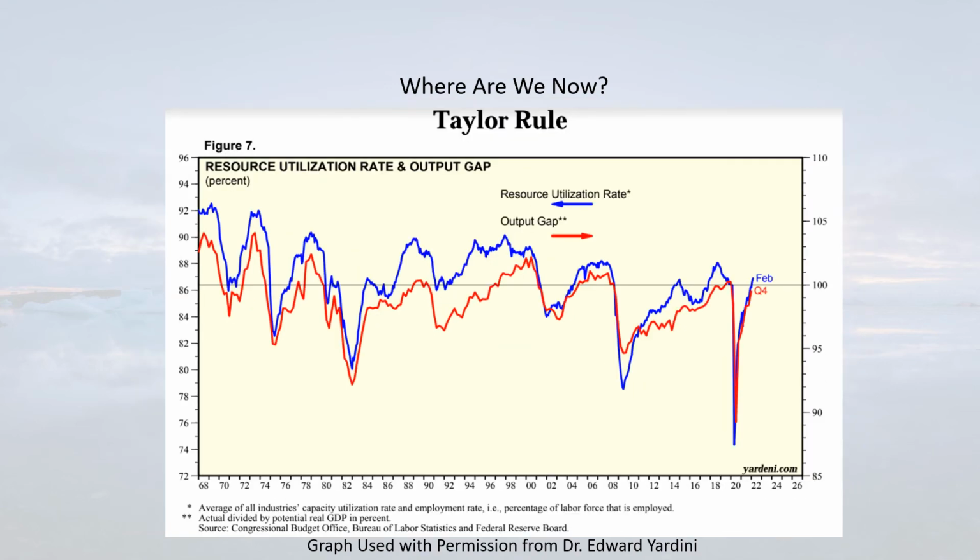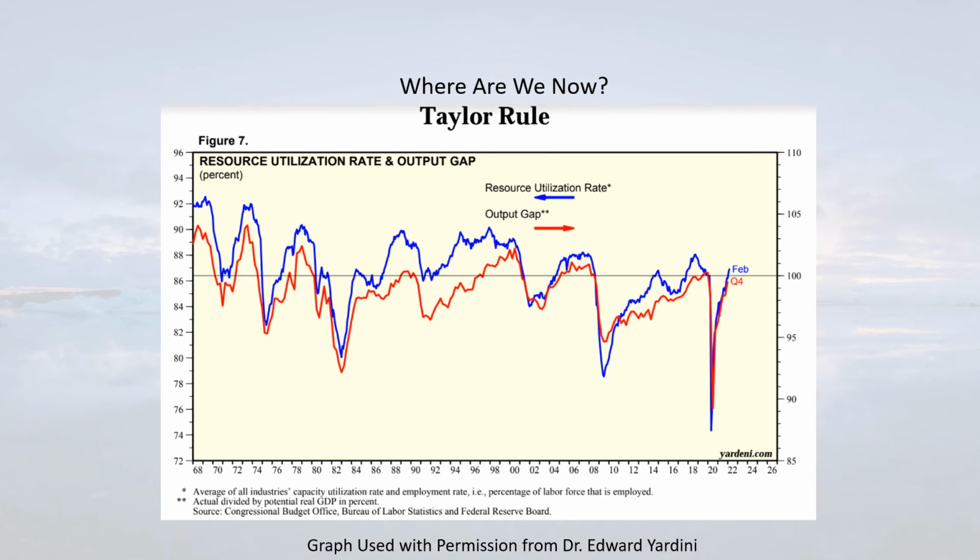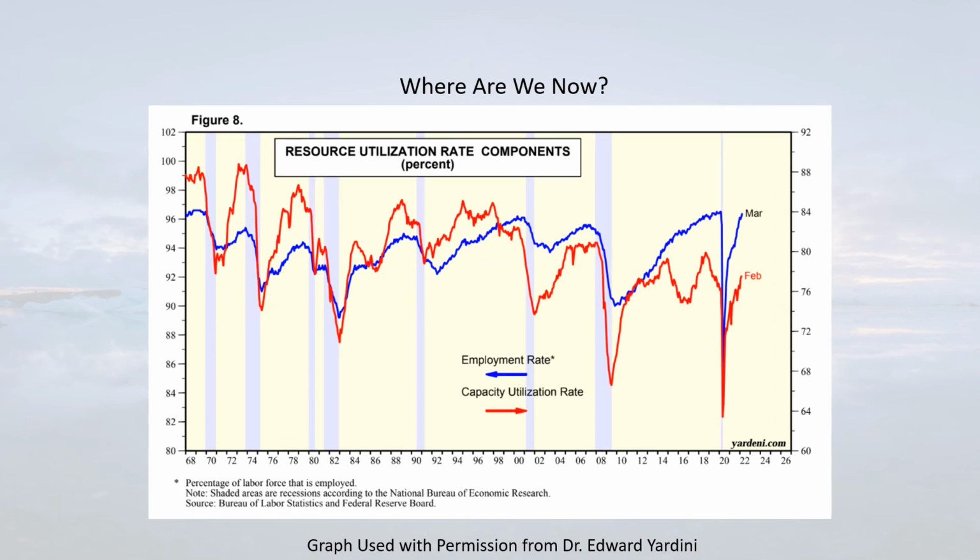And then going on to some of these components, resource utilization and the output gap. And then finally going to figure 7 and then figure 8, looking at the various components of the utilization rate. This all coming from Dr. Edward Yardeni. So I wanted to thank him very, very much.